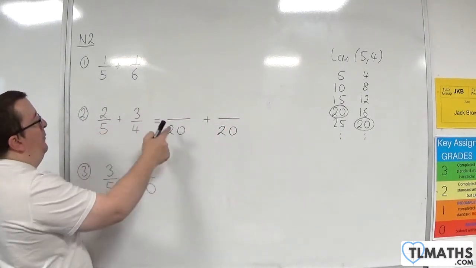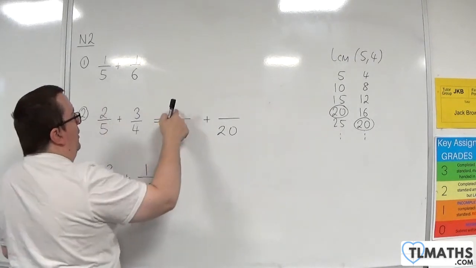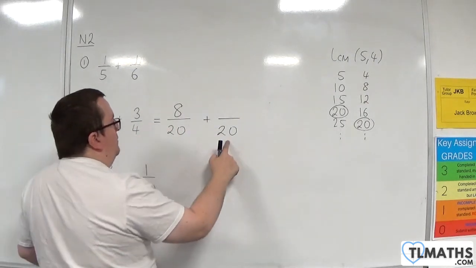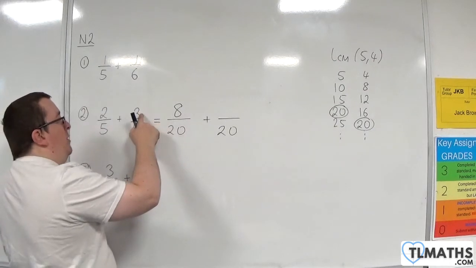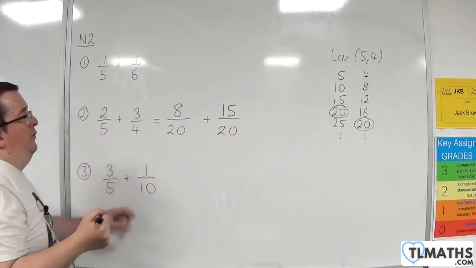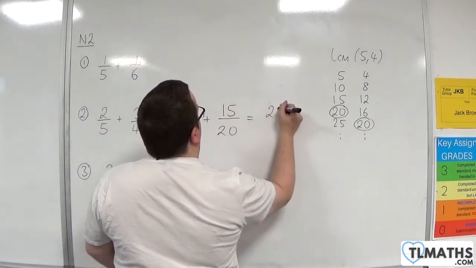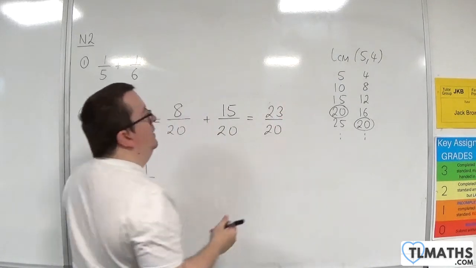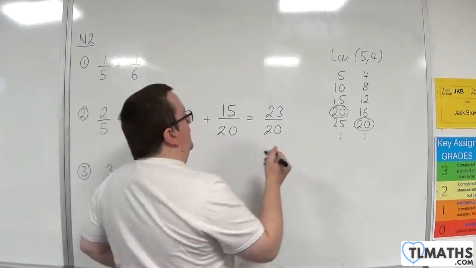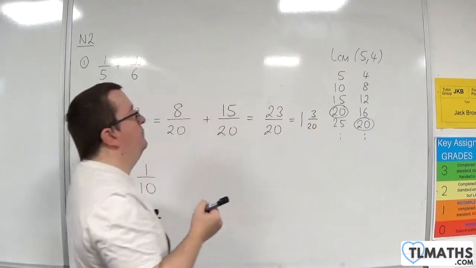Now 5 times 4 makes 20, so we need to multiply the numerator by 4 also, so 2 lots of 4 is 8. 4 lots of 5 makes 20, so we need to multiply the numerator by 5, so 3 lots of 5 is 15. So we have 8 twentieths plus 15 twentieths, which is 23 twentieths, which you can either leave as a top-heavy fraction, or if asked, you could write that as a mixed number as 1 and 3 twentieths.